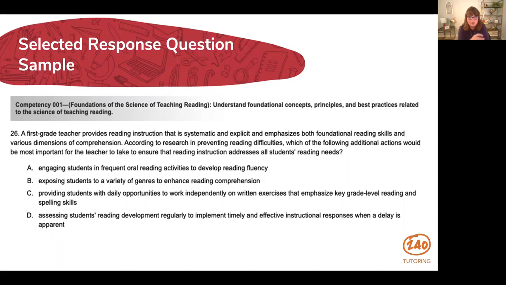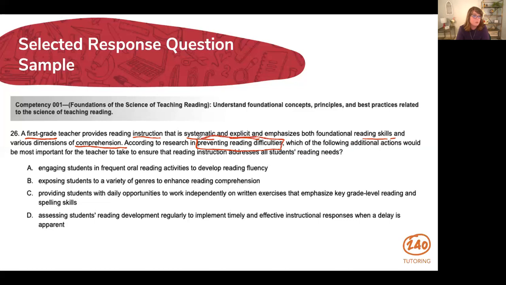So if we look at this, I'm going to pull out some keywords. First thing here, first grade, that's key to know. I always look at the grade level. It may not help me in every question, guys, but sometimes that grade level is so important. So we know the instruction is systematic, it's explicit, and it's looking at the reading skills, so how to read, and then comprehension. What am I reading? And then it says, according to research in preventing reading difficulties, that stood out to me.